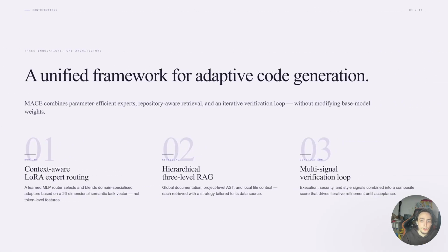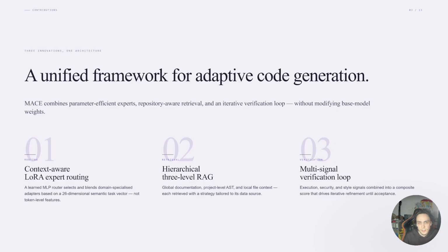MACE is built on three contributions that work together as one architecture. The first is context-aware LoRA expert routing. A small learned network looks at the request and decides which domain-specialized adapters to activate, not based on raw tokens, but on high-level semantic vectors that describe the task.